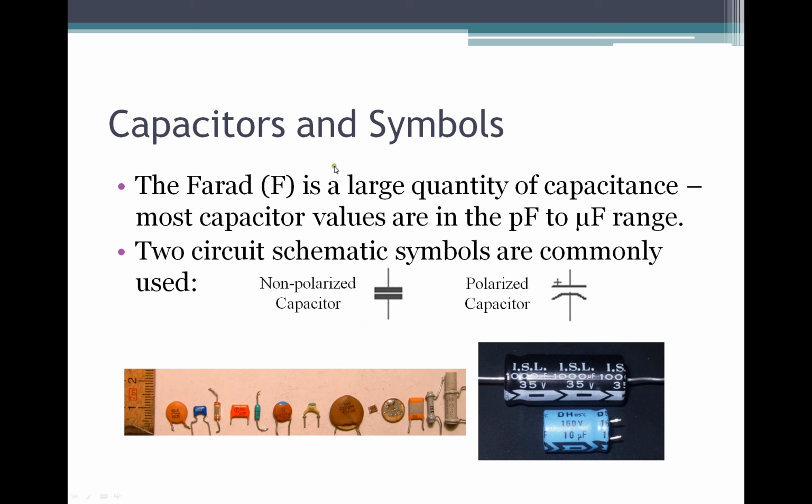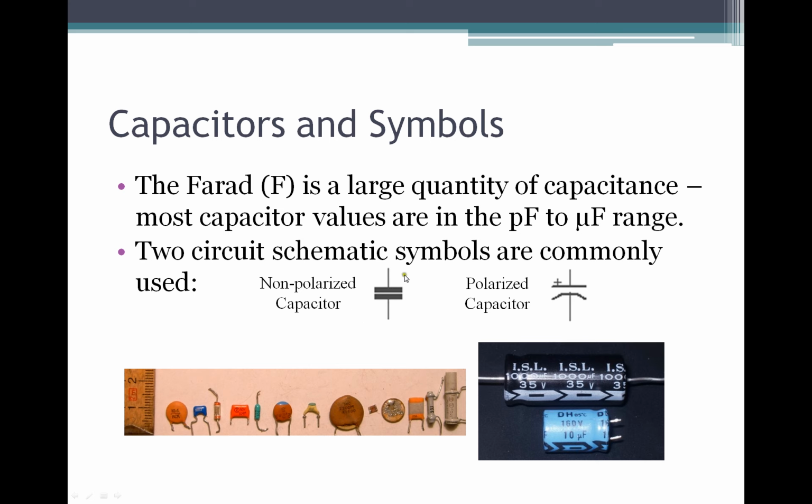It's important to note that the farad is a very large quantity of capacitance, and most of the capacitor values that we're going to encounter in common use are going to be in the range between picofarads and microfarads. So a farad is a very large quantity, so we're going to see actually pretty small quantities of capacitance.